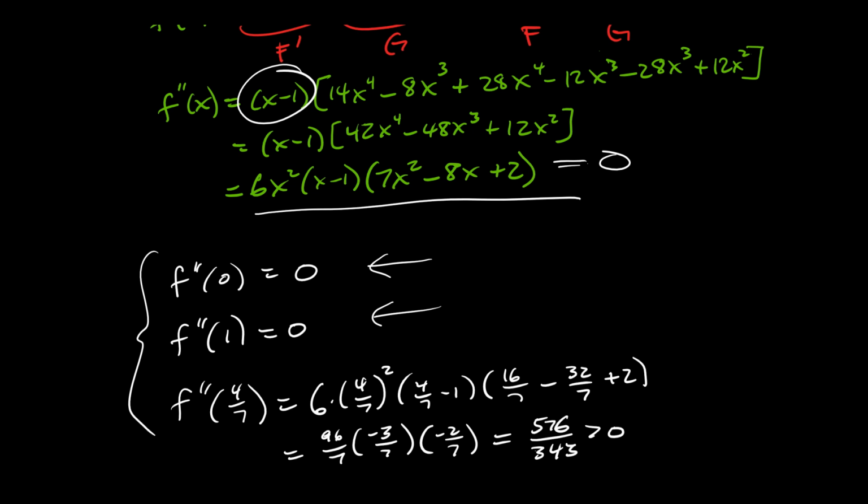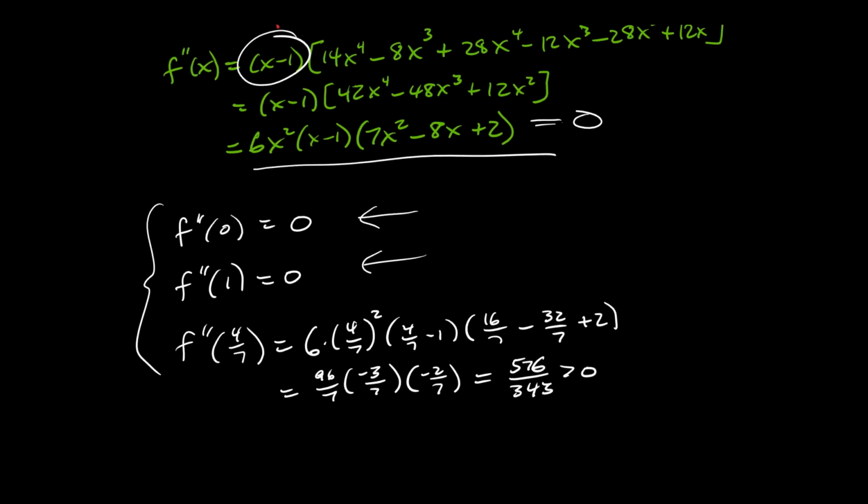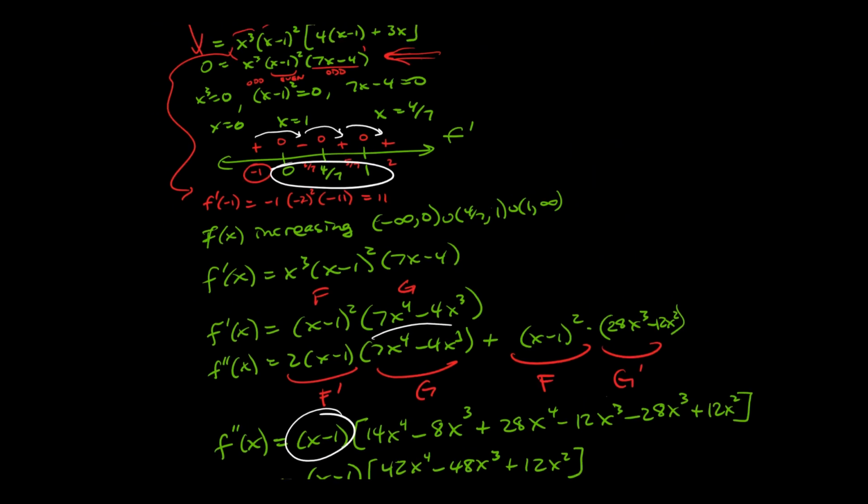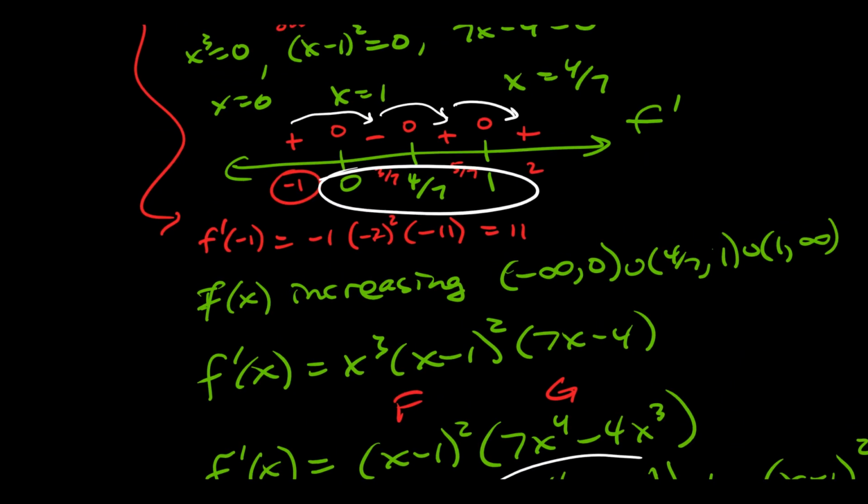But if you look down here, it shows that f double prime of 4 sevenths is greater than 0. And so that's where the graph is concave up. And since it's concave up there, there's a local minimum there. So the second derivative test tells you there's a minimum there. Did we know that before though? Well, let's just look over here. So it didn't tell us anything about 0 or 1.